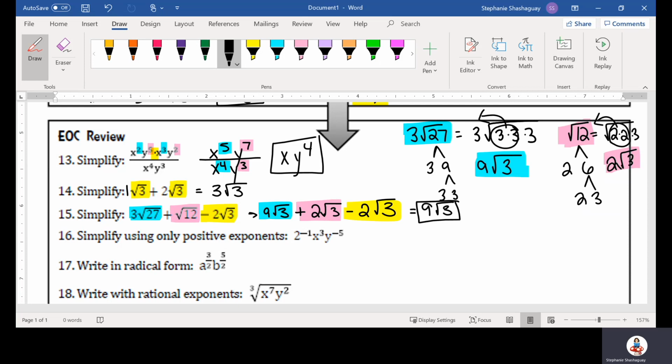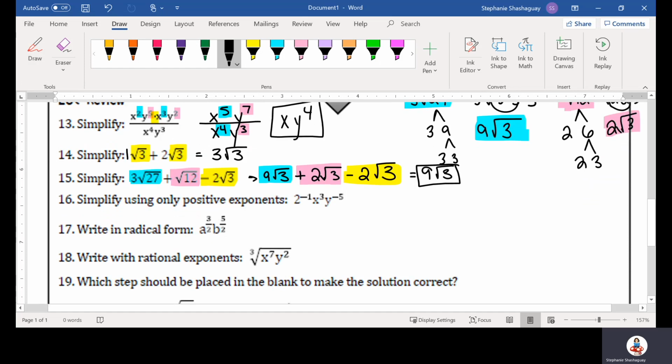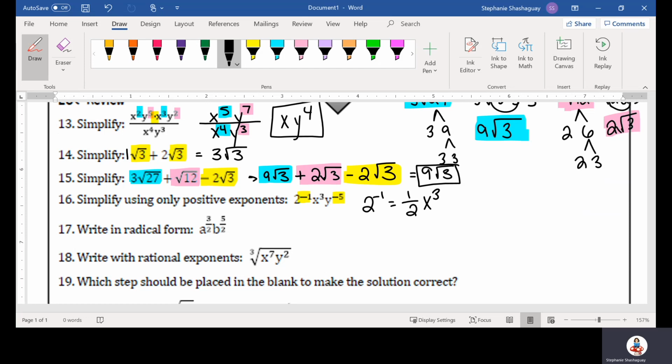Number 16, simplify using only positive exponents. Okay, so what I need to do here is anytime I have a negative exponent, like I do here and here, I have to rewrite that with a positive exponent. So 2 to the negative 1 is equal to 1/2. X cubed is just x cubed. Y to the negative 5 is 1 over y to the 5th power.